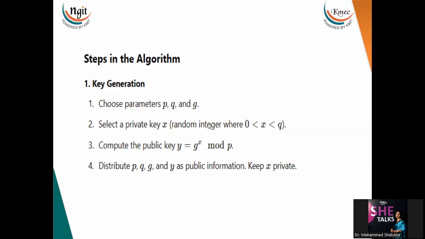So how does DSA work? This is the key generation. We are taking the chosen parameters P, Q, and G. We are taking one private key X, which is randomly chosen, where 0 is less than X is less than Q. We are computing the public key Y, where Y is equal to G power X mod P. And we are distributing P, Q, G, and Y as public information, and only X we will keep secret.